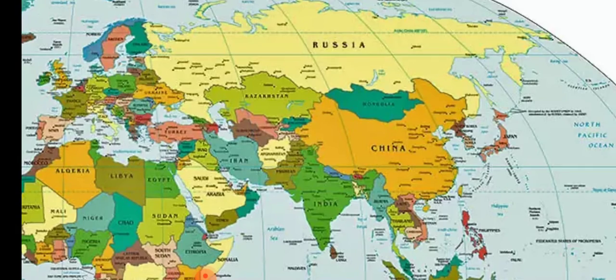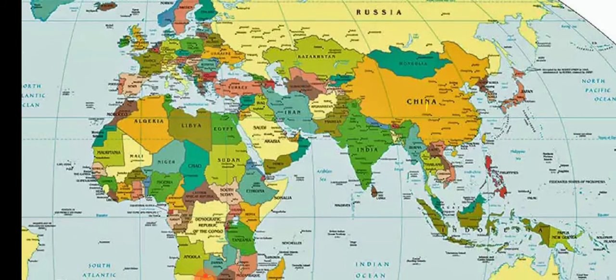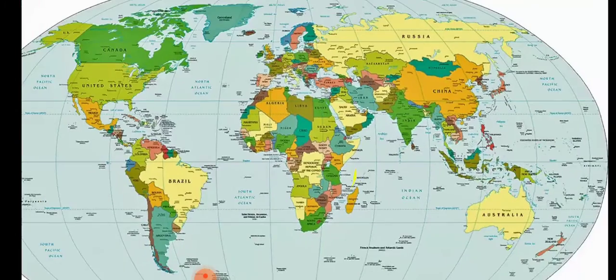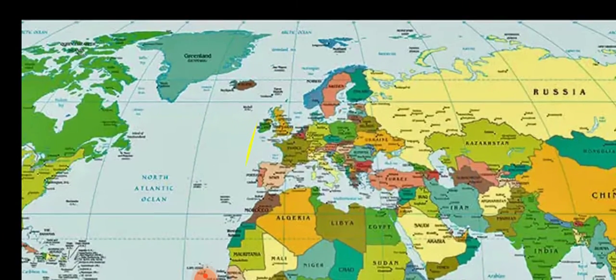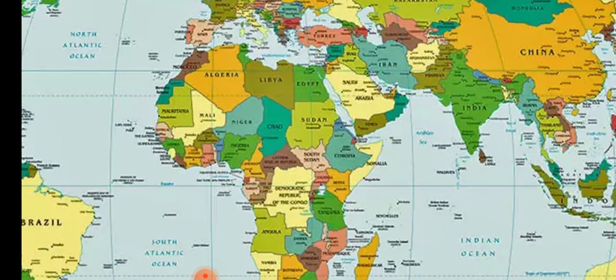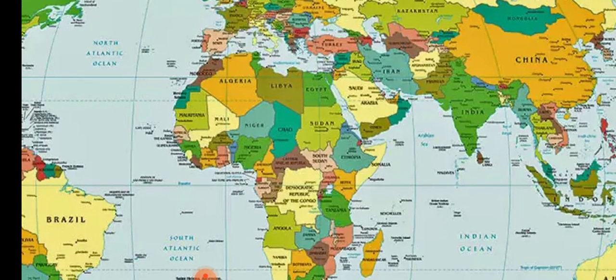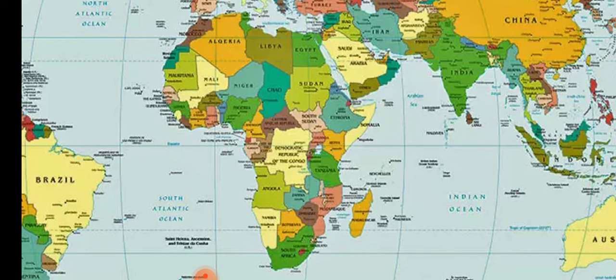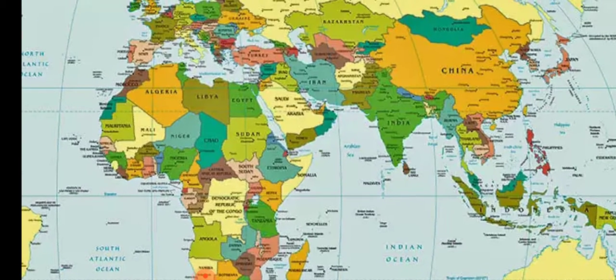We can see Russia, we can see China, we can see Kazakhstan, we can see India. We can see Iran, Australia, Brazil, United States, Canada. And what else can we see? I can't read it out. Algeria, Libya, Sudan, South Africa.